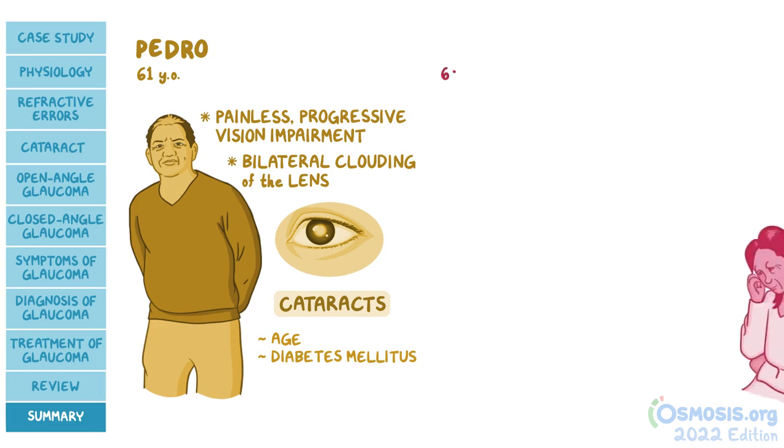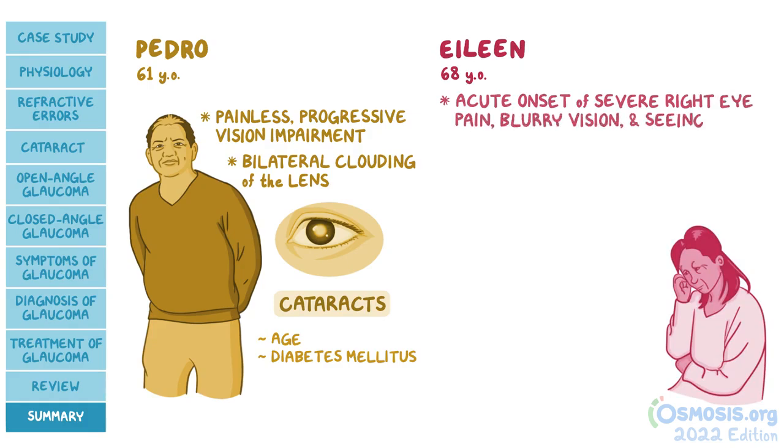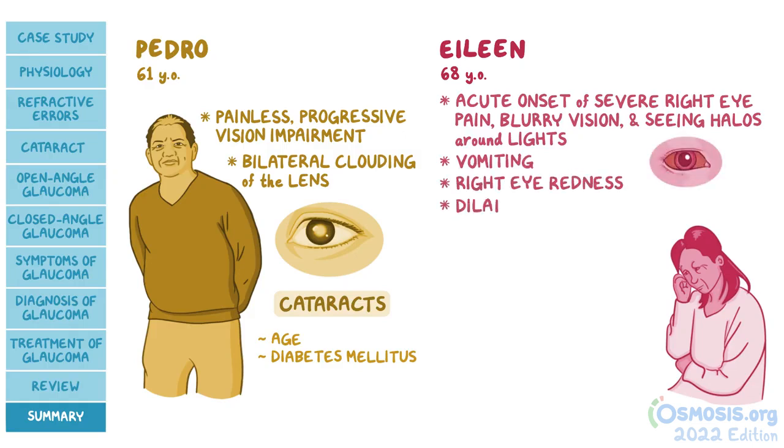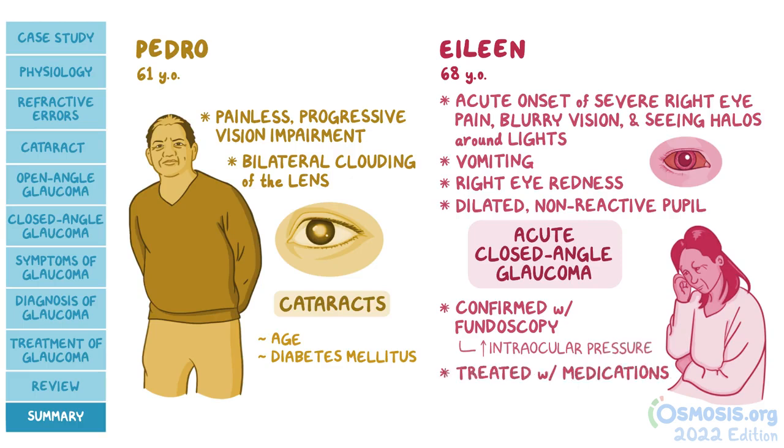On the other hand, 68-year-old Aileen came in complaining of acute onset of severe right eye pain, blurry vision, and seeing halos around lights. In addition, she has since been vomiting. Along with the physical examination revealing right eye redness and the dilated non-reactive pupil, the diagnosis of acute closed-angle glaucoma is highly likely. This was then confirmed with fundoscopy, which showed increased intraocular pressure, and treated with medications in an emergency setting.